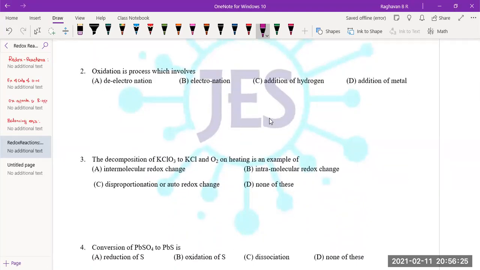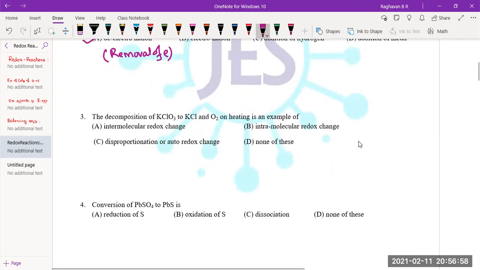Oxidation is a process which involves... Option A, loss of electron. No, it is de-electronation. Electronation is addition of electron; de-electronation is removal. Fine. Shall we proceed?